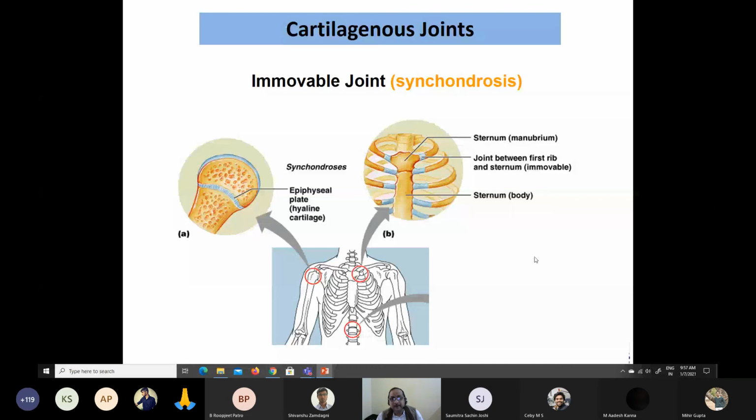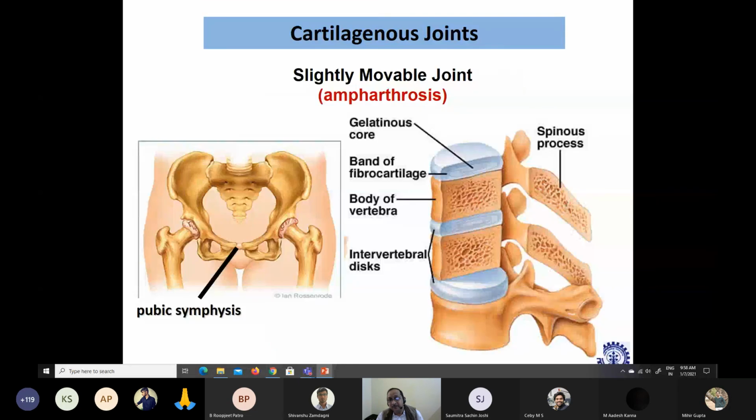Slightly movable cartilaginous joints, examples are given in the figure. You can see it in the vertebral column of the spine. The pubic symphysis, where the two pelvic bones meet, is also a very strong joint with very small movements. It is a slightly movable joint, a connection between the two pelvic bones from the two sides.